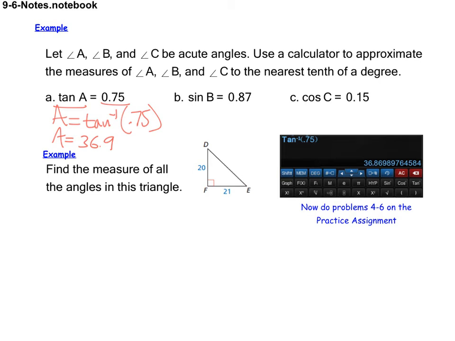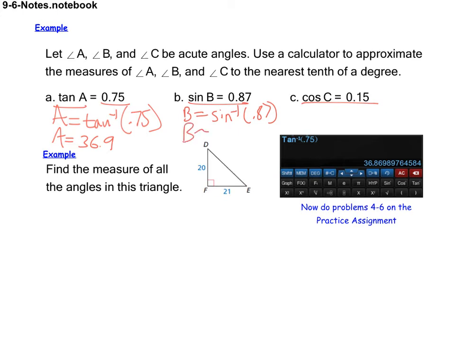All right, so why don't you pause the video here. It's a good place to pause. Go see if you can find the angle that gives you a sine of 0.87 and a cosine of 0.15. So two different angles there. Remember, we're going to find the inverse sine of 0.87. Go pause the video and see if you can find those out.